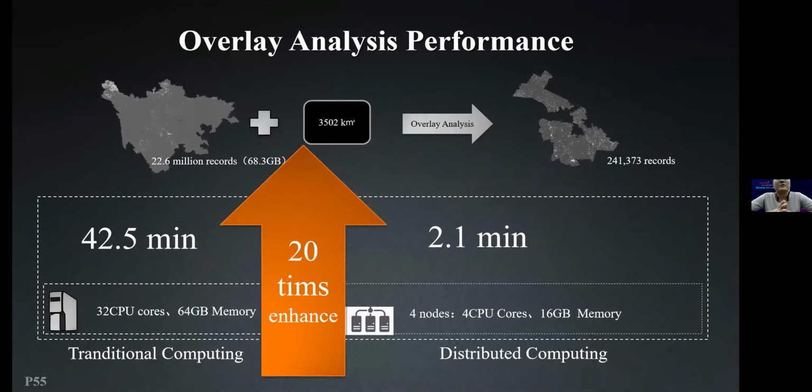But if we use distributed computing, with a distributed environment of 4 nodes, where every node has 4 CPU cores and 16 GB memory, then we only need 2.1 minutes to achieve this operation. That is a 20 times enhancement in performance.